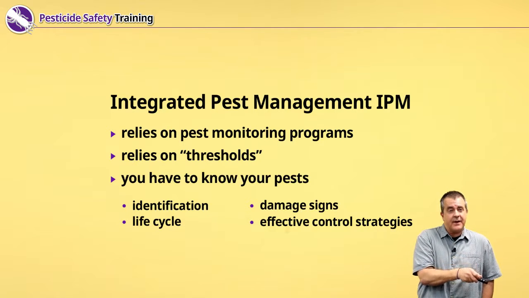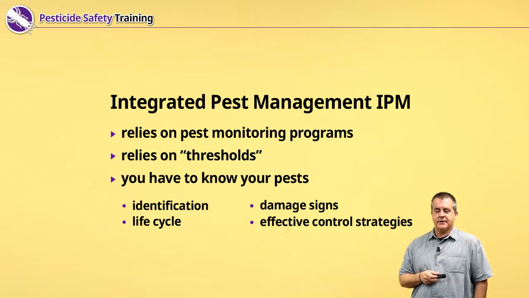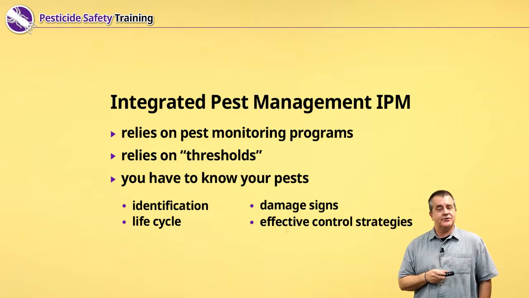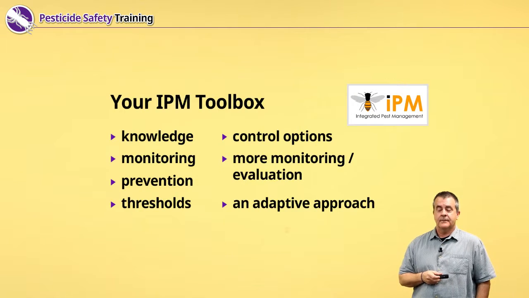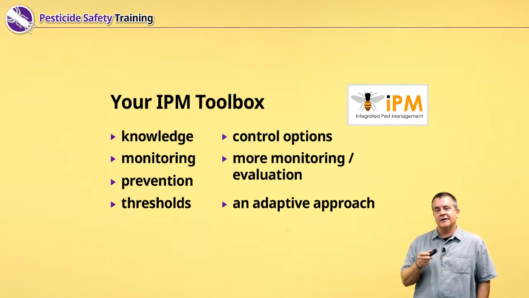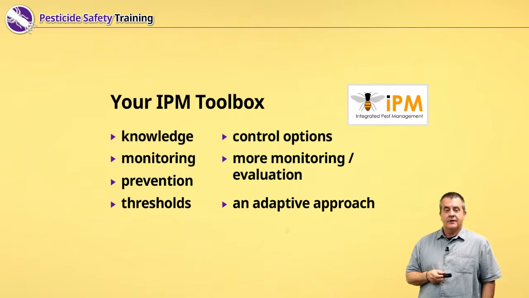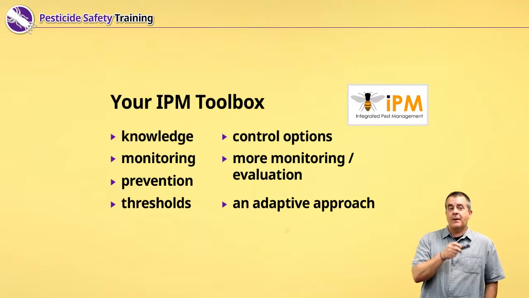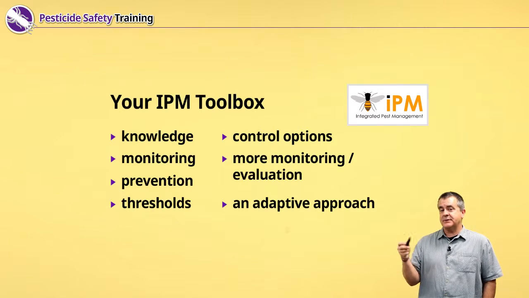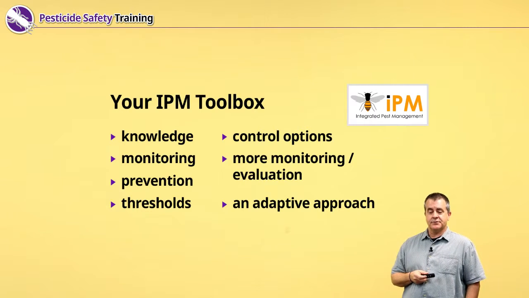Even if you don't see the pest, recognize the damage that's done. Then you need to know what control strategies you can use for that pest, chemical and non-chemical. So let's look at your IPM toolbox, the tools that you might use. Well, first off is knowledge. You definitely need to know about the pest, and you definitely need to know what pest management tools you have at your disposal.